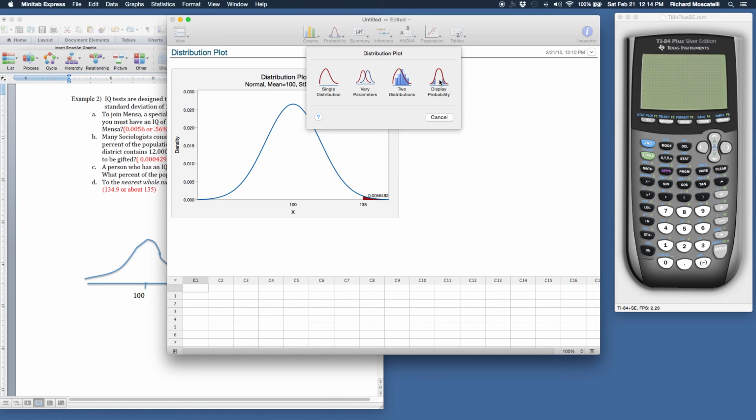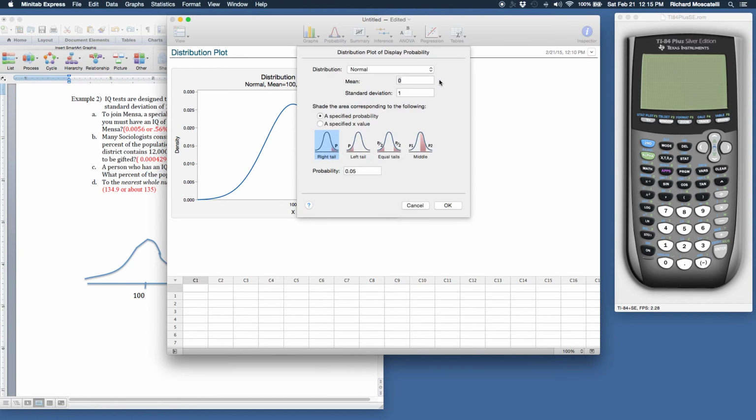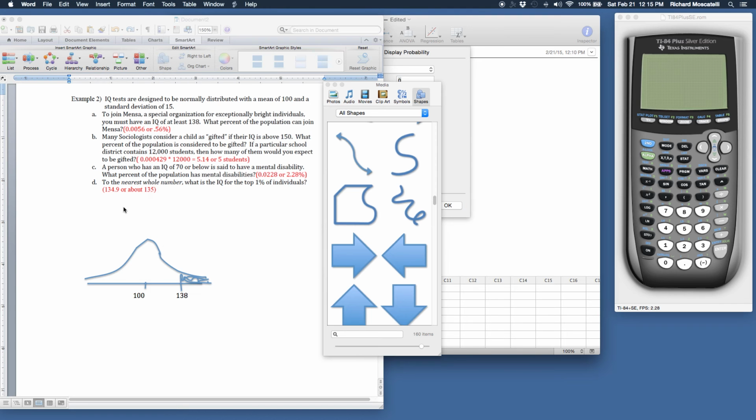Pretty plain and simple. You select that, and it's kind of nicely laid out for you. There's only really 4 pictures you'd ever come across, and the 4 pictures are you shade to the right, you shade to the left, you shade on the right and left, or you shade in between. The scenario we're looking at, obviously, is a shade to the right scenario.